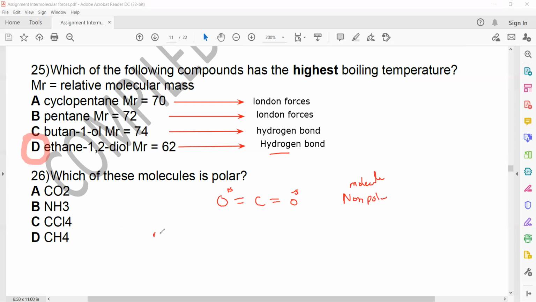Say when we draw NH3, one lone pair and three bond pairs, and this is partial negative and partial positive. So what we will find, we don't find a symmetry in the structure. So the bond is polar as well as the molecule will be polar as well. So this will be a polar molecule.